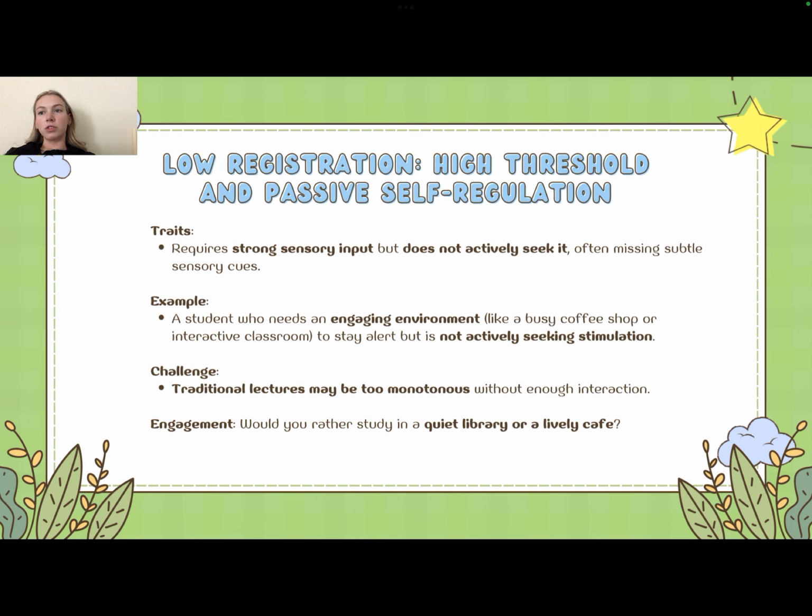The third quadrant is low registration. They have a high threshold for sensations, but again passively self-regulate. They require strong sensory input, but do not actively seek it, and sometimes miss subtle sensory cues. This might look like a student who needs an engaging environment like a busy coffee shop or an interactive classroom to stay alert, but they do not actively seek stimulation. A challenge for them might be traditional lectures because they are too monotonous. And they will not seek out stimulation from those around them, just the environment itself is enough to keep them focused.